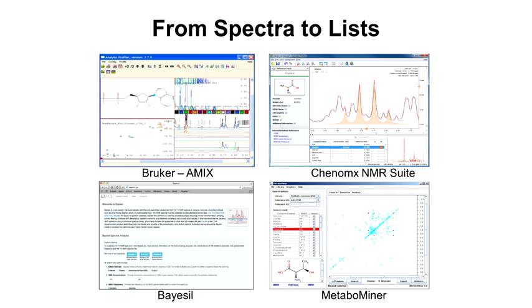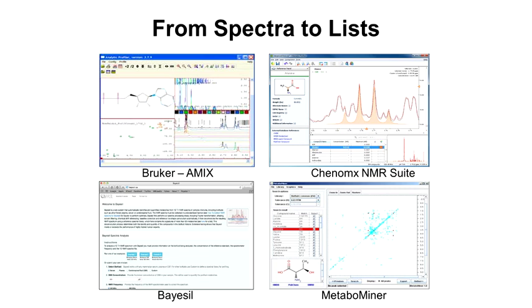Then there's some freeware, tools like Bayesil, which I'll talk about a little more, which does automatic deconvolution, but only for certain types of biofluids and only certain types of spectrometer frequencies. And then there's another tool called MetaboMiner, which is a downloadable program for doing deconvolution of two-dimensional spectra, something that we developed back in 2009. However, to do deconvolution, spectral identification, you actually need reference spectra of pure compounds.